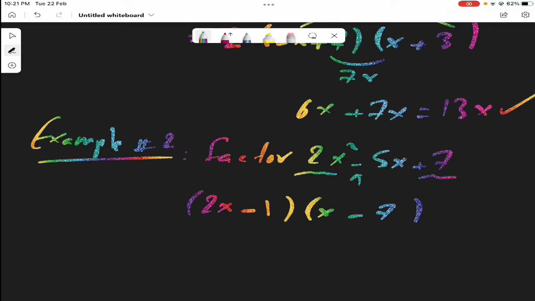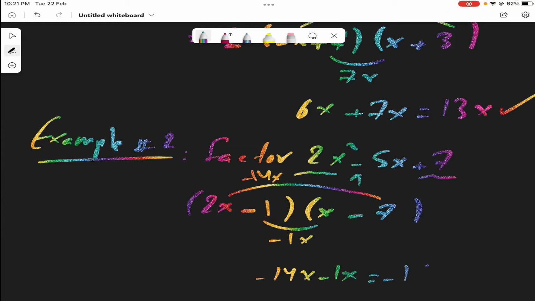So let's multiply. 2x times negative 7 is negative 14x. Negative 1 times x, negative 1x. Let's add negative 14x and negative 1x, negative 15x. It's not the middle one, so this is wrong.